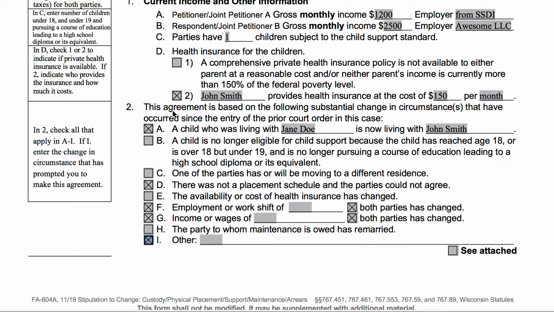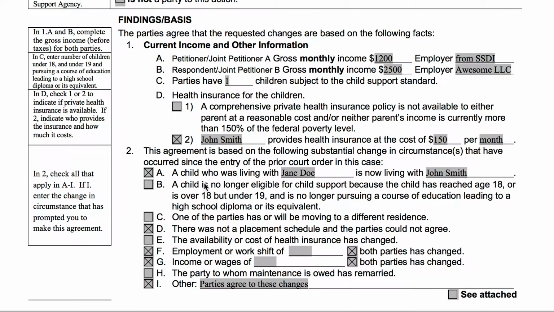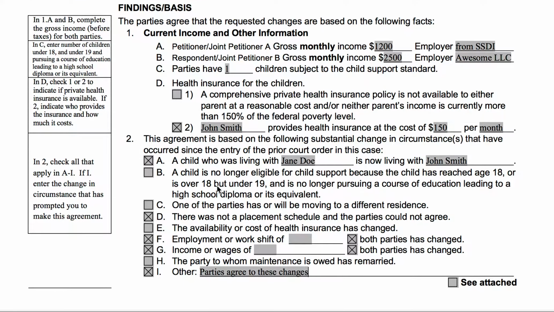That's where if these don't apply to you or if you want to add something in addition to these, that's where you can put anything that's not listed above. What a lot of people put, and a lot of people for the reason why they're wanting to make this change is just that the parties agree to these changes. So here, that would be all you'd necessarily have to put, that now you agree and you couldn't agree before. But anyway, so you can see John and Jane checked a bunch of them, and that is the findings and basis section. So that's all for this video.